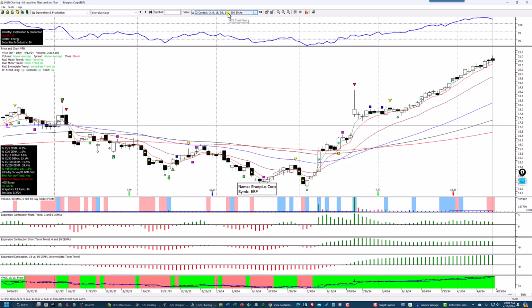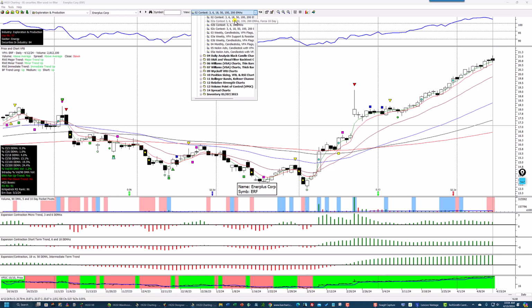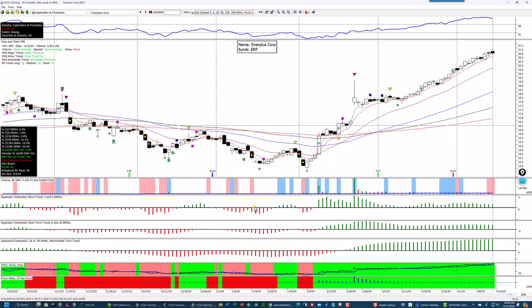Now I'm using the 2 chart. I do have this in here. I put this in a while back. It's 2A. Some of you like to use the force index. This is the 10-day force, which is comparable to the VPOC, or volume point of control. You can see that the 10-day force and the volume point of control on this stock turned positive the same day, and they've stayed positive.